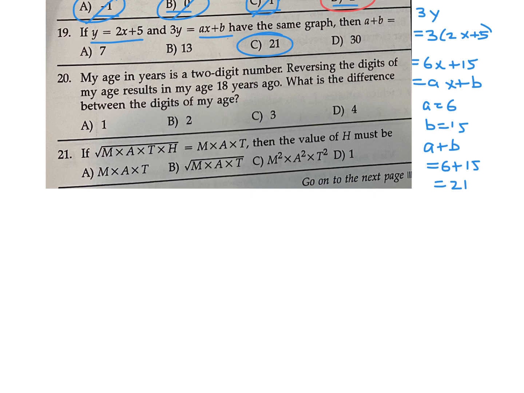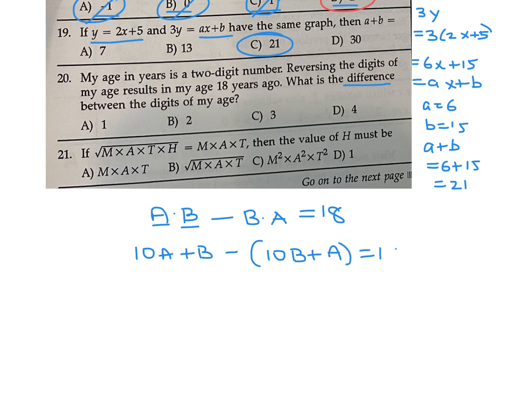Okay, so let's say your age is AB. Those are the 2 digits. And then if you subtract, that's what difference means, the reverse, which is BA. And they're saying that's 18. So that's the math, basically. So this is the equivalent of 10a plus b minus 10b plus a, correct?